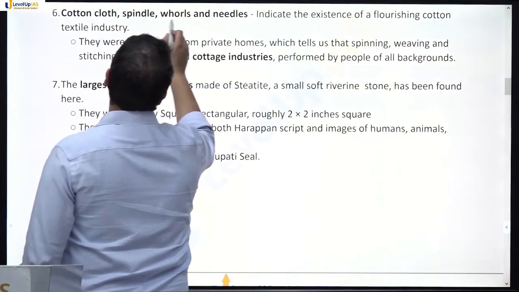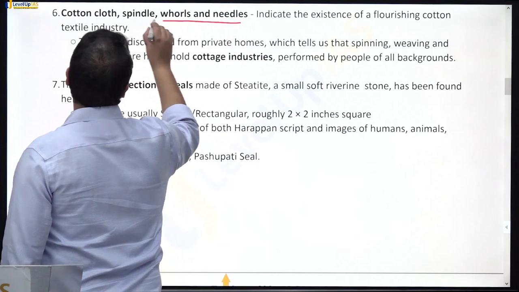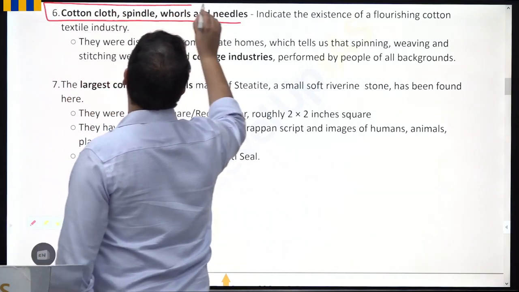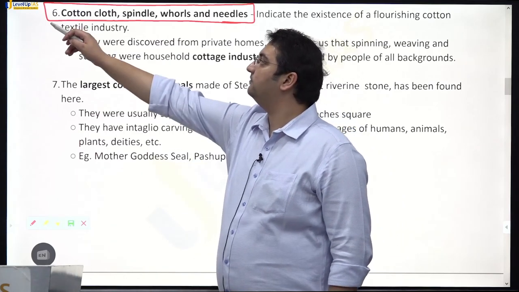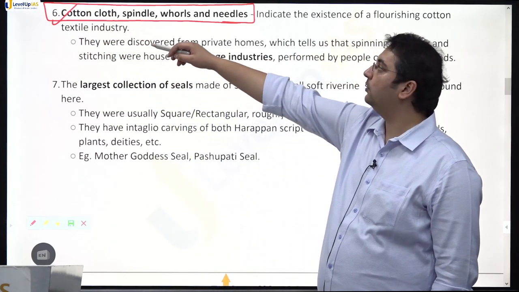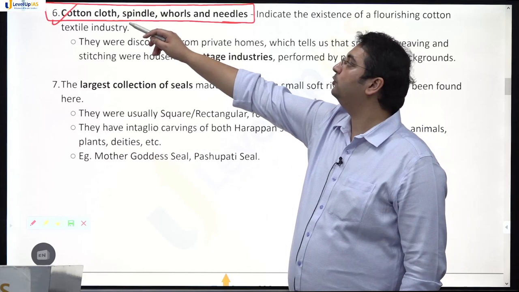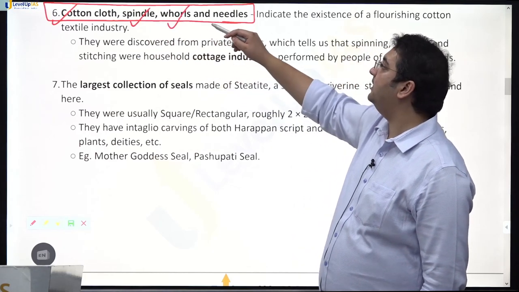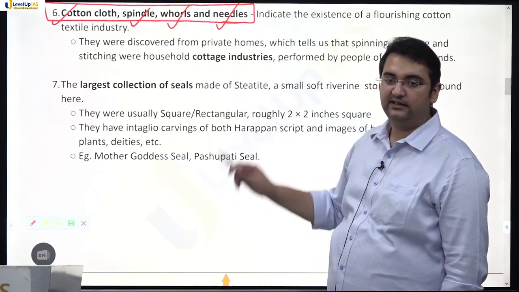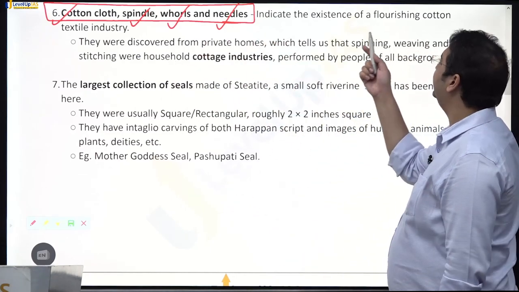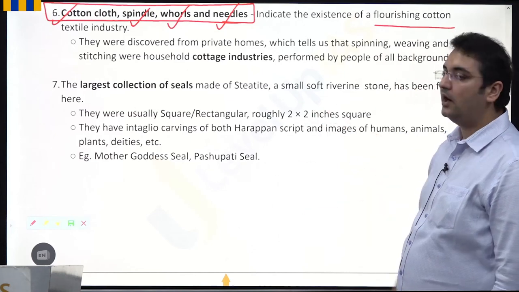Then from Mohenjo-daro, we also have found evidence of the existence of a well-developed cotton industry. Not only have we found cotton cloth, we also have found the tools used for spinning and stitching of cotton cloth, spindle, whirls and needles. Okay? This indicates the existence of a flourishing cotton industry.